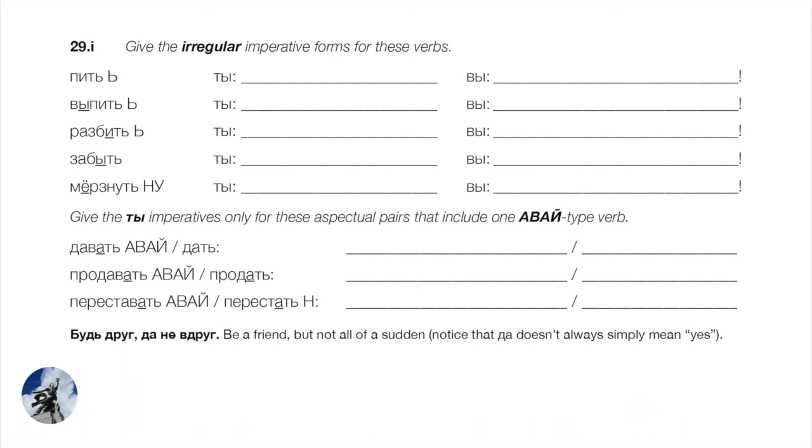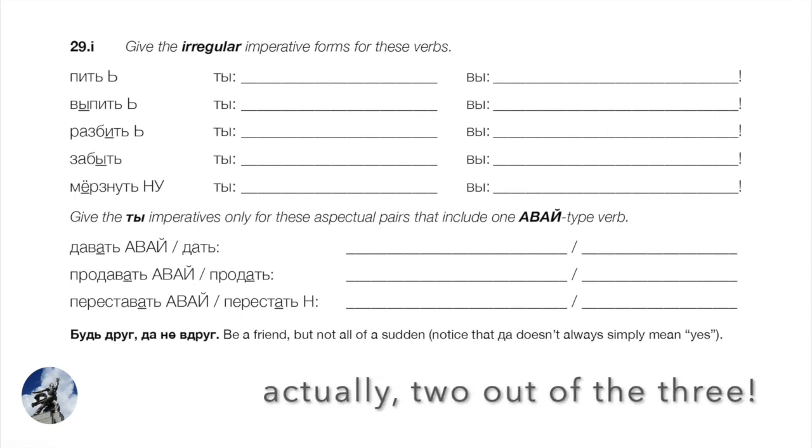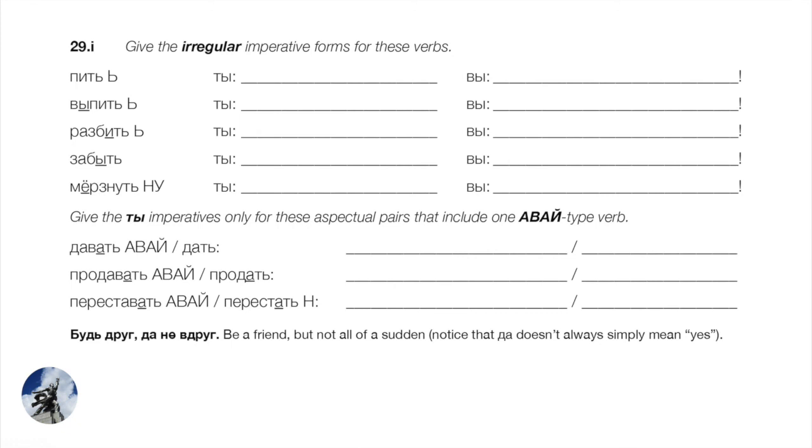Okay, now some авай verbs. Now here we're giving the full aspectual pair, because these are our examples of the possible авай verbs. For давать, we would get давай. That's the авай pattern. And then дать, irregular, gives us дай. So давай, дай would be, so to speak, the imperative aspectual pair for that verb.